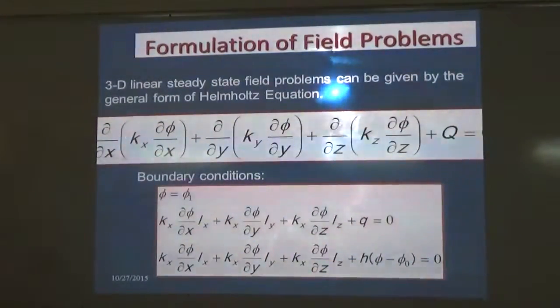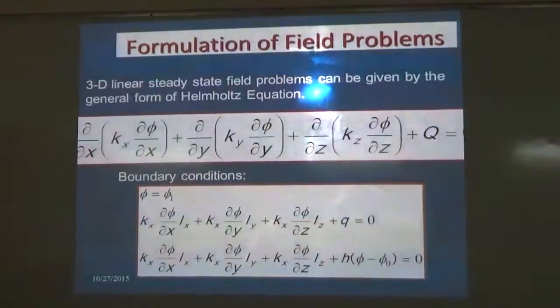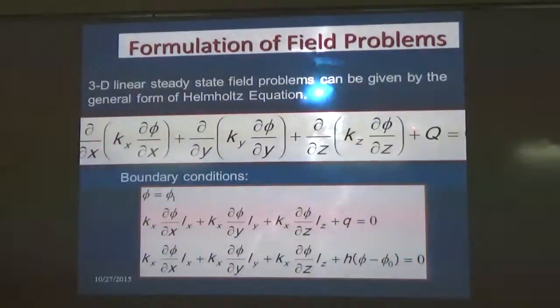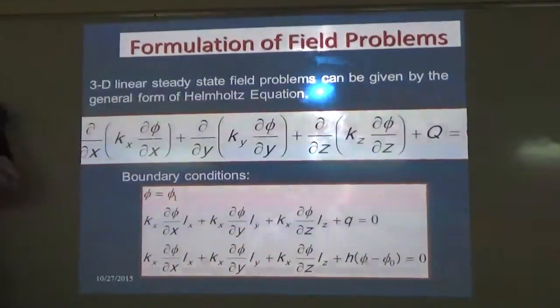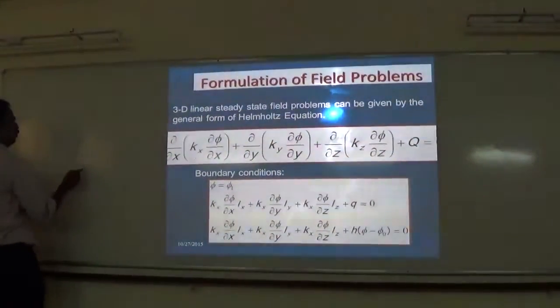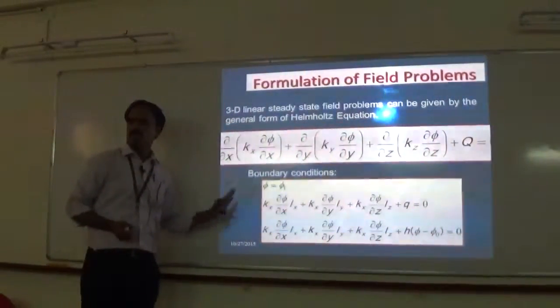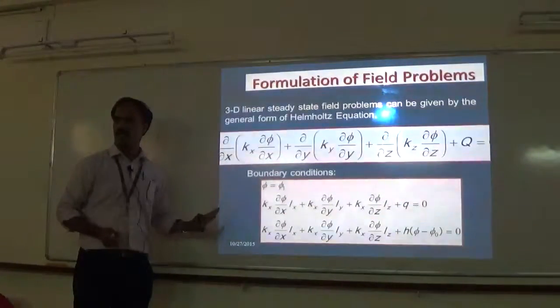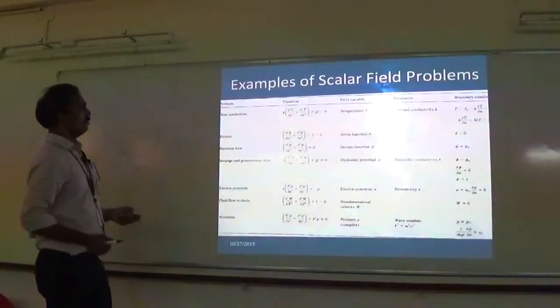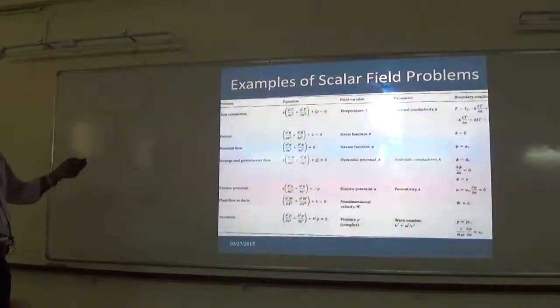In these equations, kx, ky, and kz are the data. For example, in the thermal problem, kx, ky, kz represent the thermal conductivity, where q is the heat generation, heat source or heat sink. These are the boundary conditions. Maybe I can divide the surfaces: the first boundary condition on surface S1, another on S2, and the remaining on S3. So this may or may not be applicable. These are the three possible boundary conditions. Okay, so this is the special form of the Helmholtz equation.